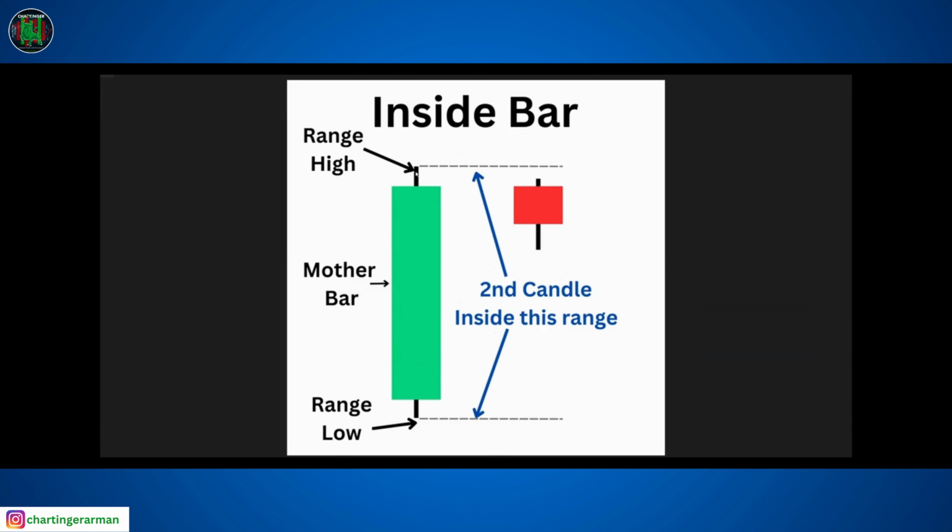So let's say we have a big huge candle a day prior, which we also call a mother candle. And the next day the candle that is formed is a small candle compared to the mother and is inside the range, inside the high and low of the mother candle.